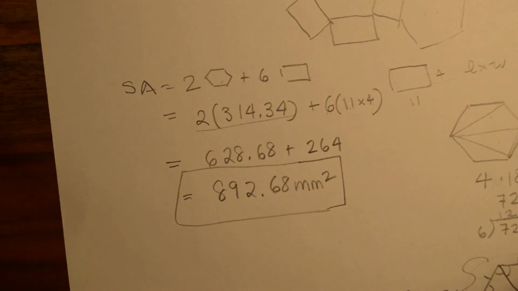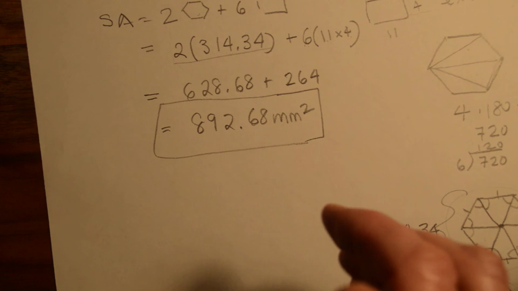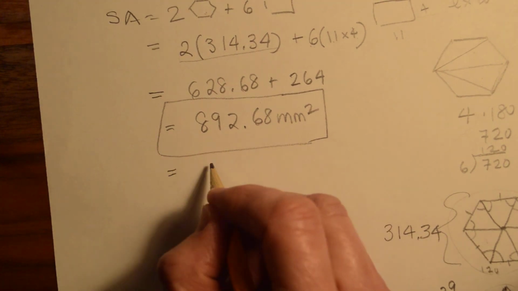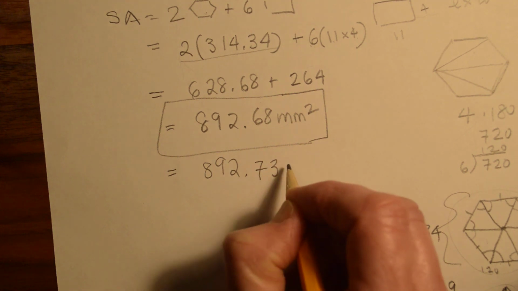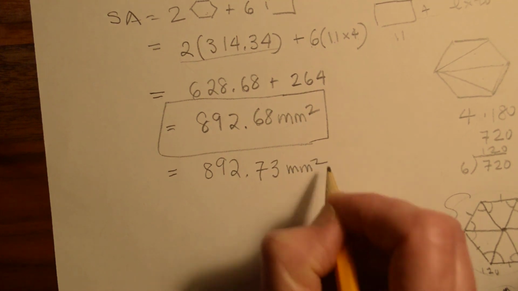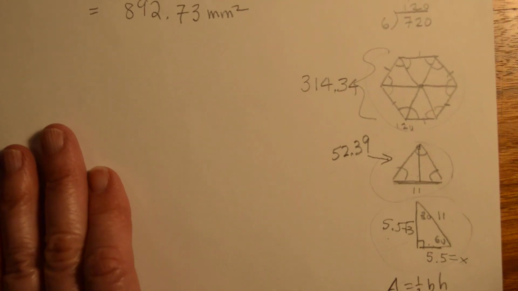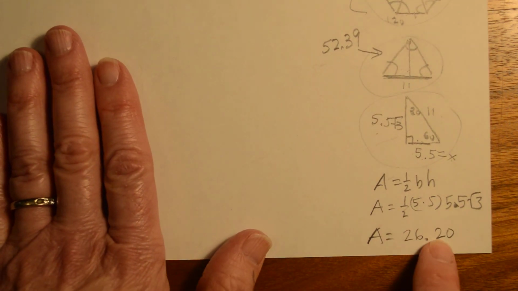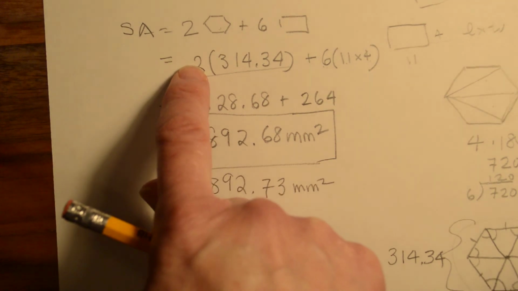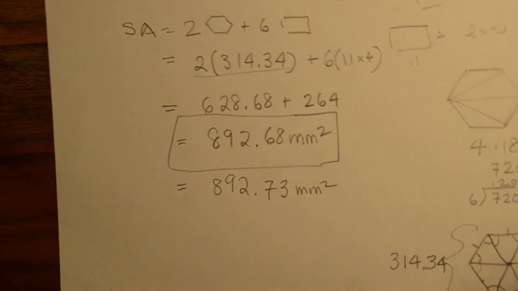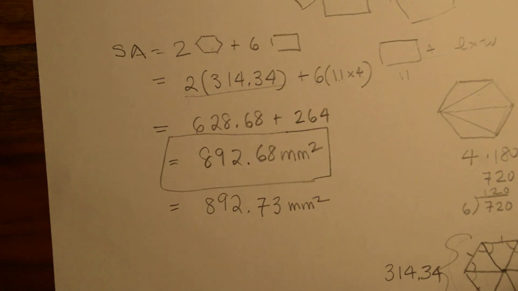All right. Again, if you started rounding after I did, you would have gotten 892.73 millimeters squared. If you just kept using the answer that you got for this without rounding it, and then doubling it, and then multiplying it by 6, and then doubling it again and putting it in there, it would have given you something a little bit different.